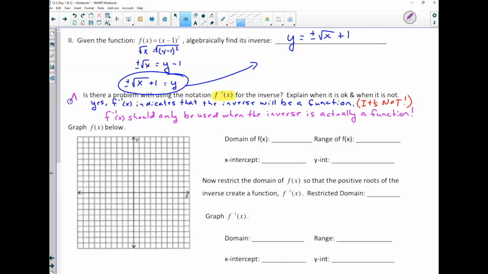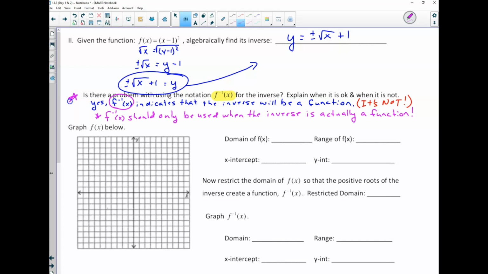Okay, so right here, is there a problem using f inverse of x for the inverse? There is, because f inverse of x, this notation right here, indicates that the inverse will be a function, and in this case, it's not. If you're confused, we're going to graph it, and you're going to do the horizontal line test, and you're going to see it's not. So bottom line, this notation, f inverse of x, should only be used when the inverse is actually going to be a function.